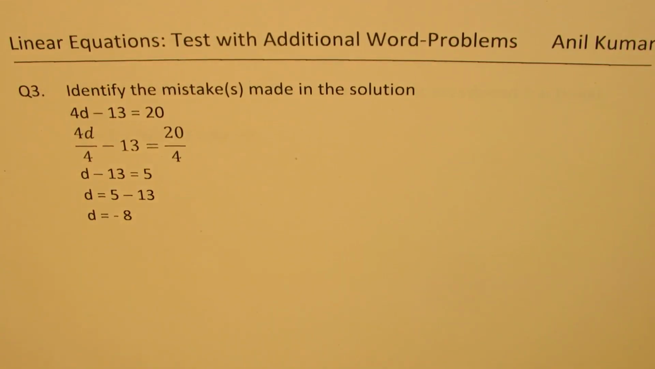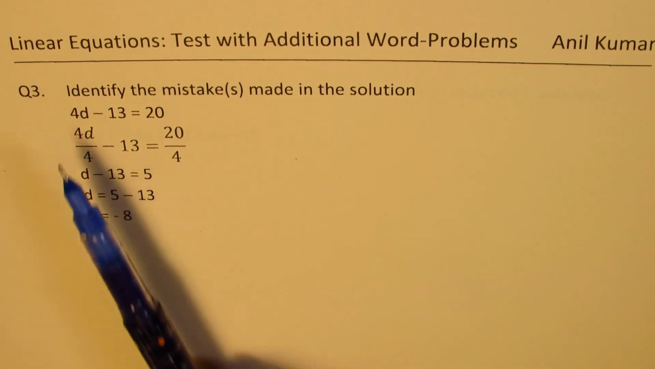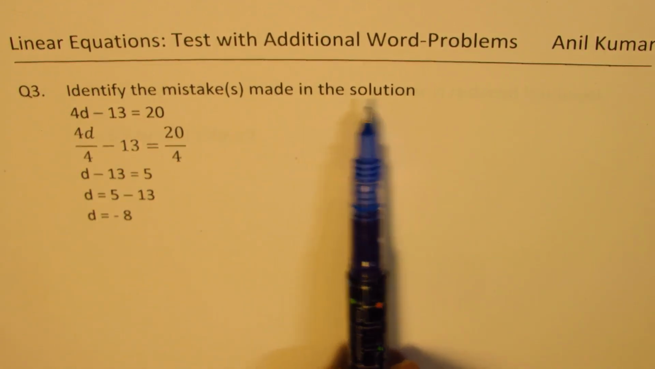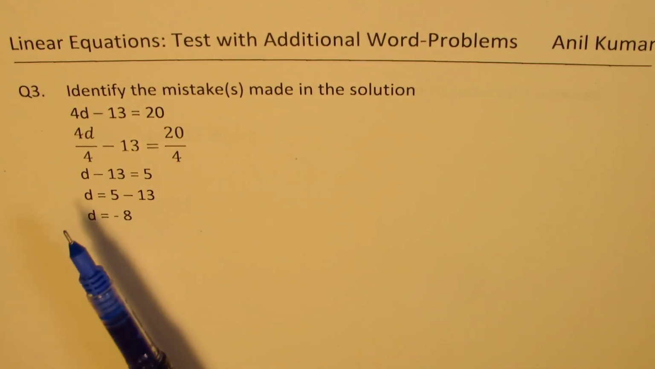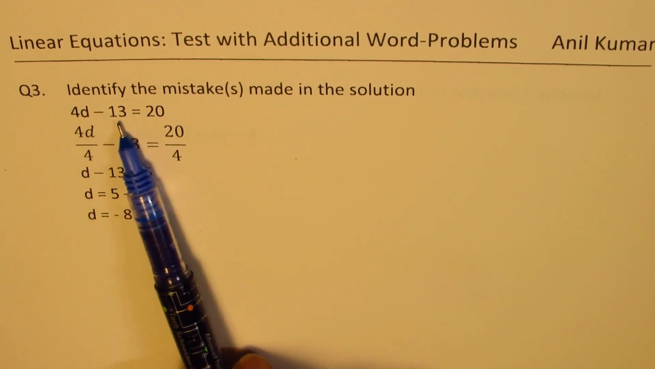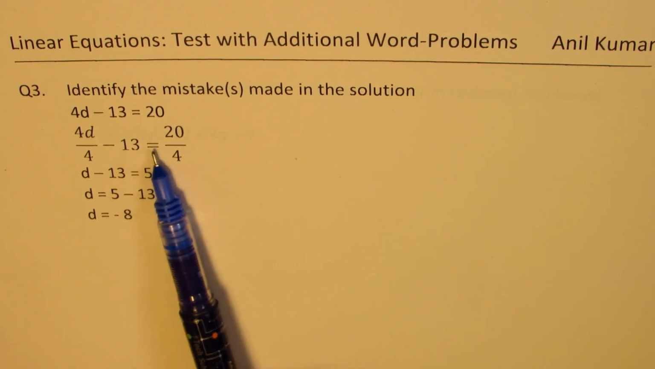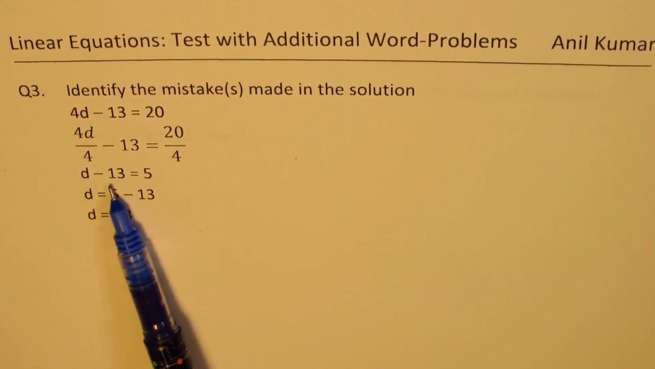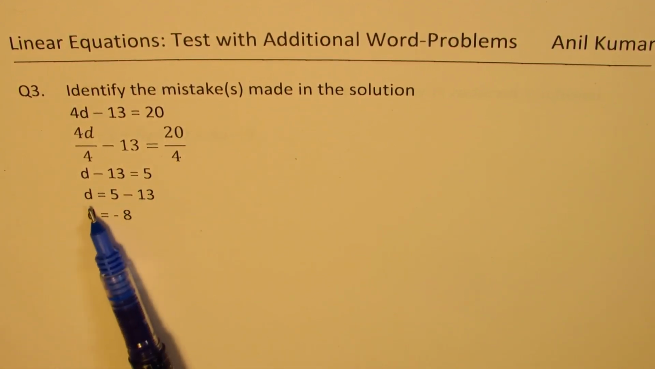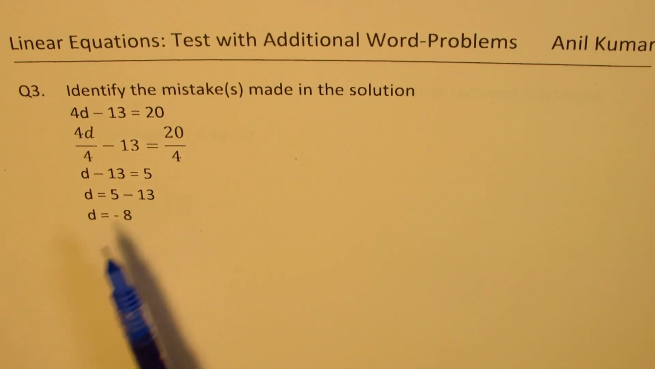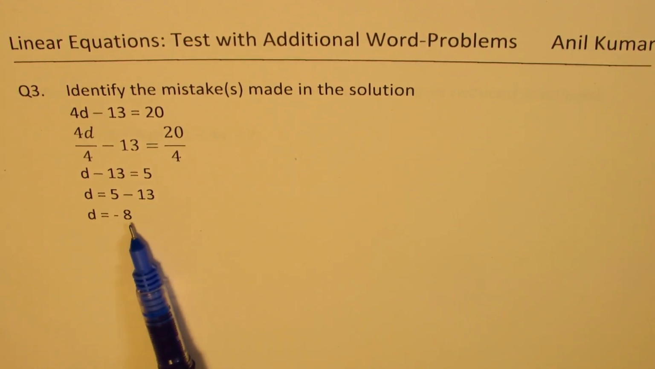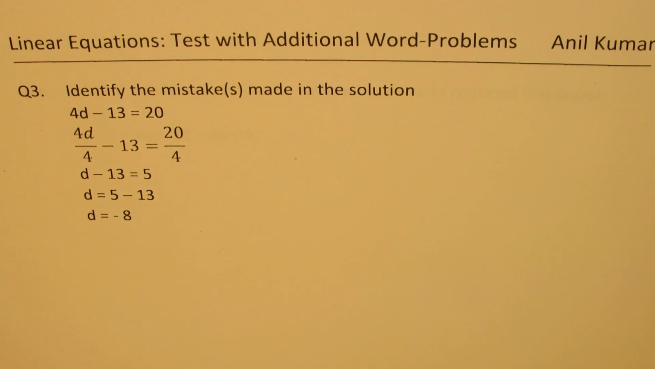Question number 3. Identify the mistakes made in the solution. So that's a communication question. 4d minus 13 equals 20. 4d over 4 minus 13 equals 20 over 4. d minus 13 equals 5. d equals 5 minus 13. d equals minus 8. So what are the mistakes here?